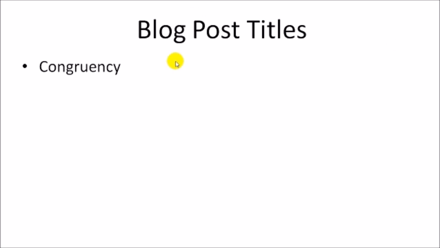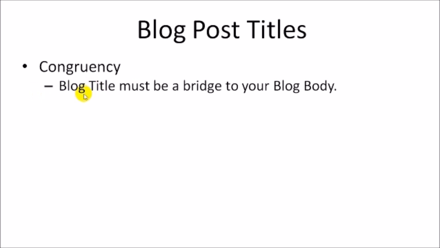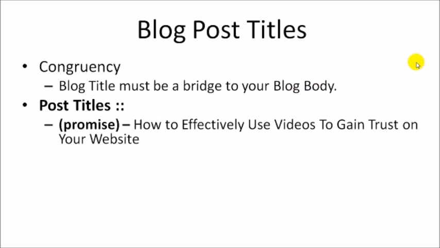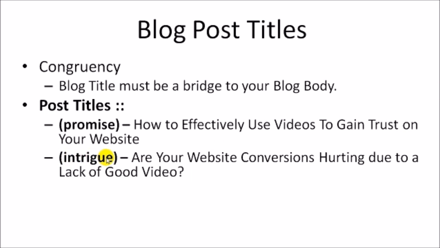Congruency is very important, and what I mean by that is this. Your blog title, if it promises something, then your blog body needs to fulfill that promise. So it's sort of like a bridge from the blog title to your blog body. Post titles, I'm going to give you 3 different examples that you can use. The first one is a promise. For example, how to effectively use videos to gain trust on your website, or how to effectively use blank, whatever your website is selling or offering or giving away, to solve some sort of problem or to gain trust or anything like that. Or you can have some sort of intrigue.